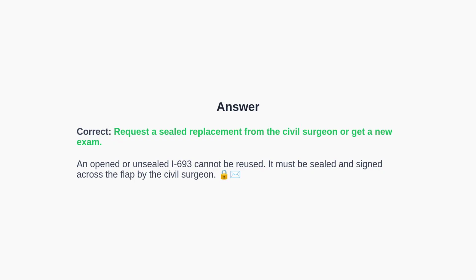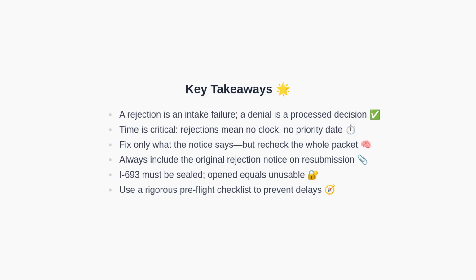The correct answer is to request a sealed replacement from the civil surgeon or obtain a new examination. An opened or unsealed I-693 cannot be reused and will likely cause another rejection. These are the main points to remember. A rejection is an intake failure, not a merits decision. Time matters, because the clock and priority date do not start until acceptance. Fix the issue called out by the notice and recheck the entire packet.